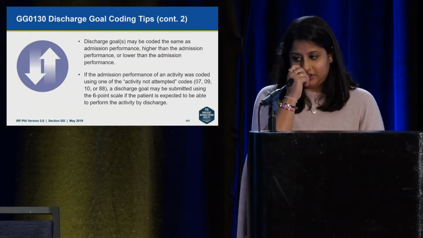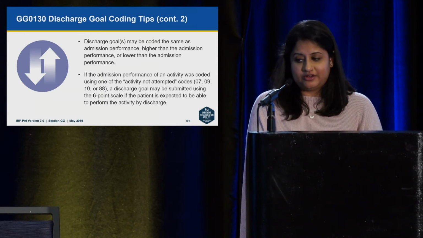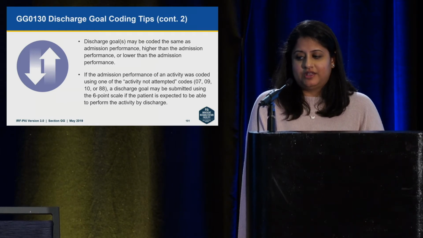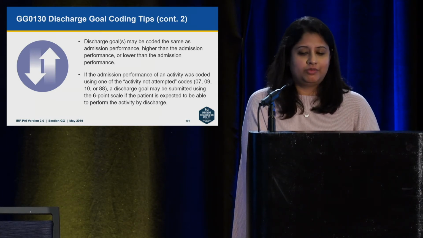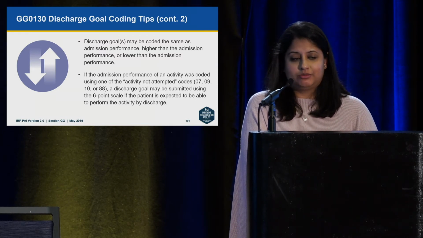Continuing on with the tips, discharge goals may be coded the same as admission performance, higher than admission performance, or lower than admission performance. And if the admission performance and activity was coded using one of the activity not attempted codes, so that's 07, 09, 10, or 88, a discharge goal may be submitted using the 6-point scale if the patient is expected to be able to perform the activity by discharge.